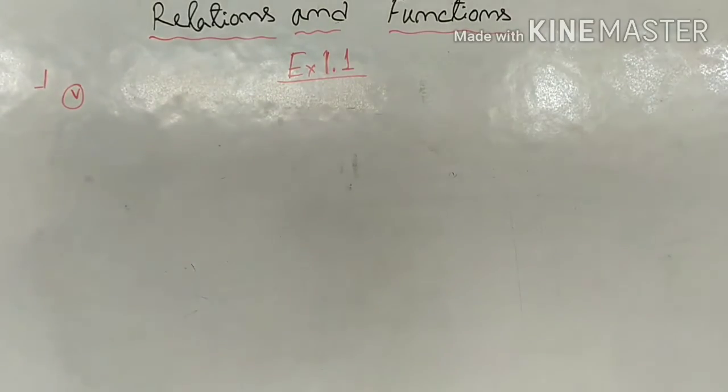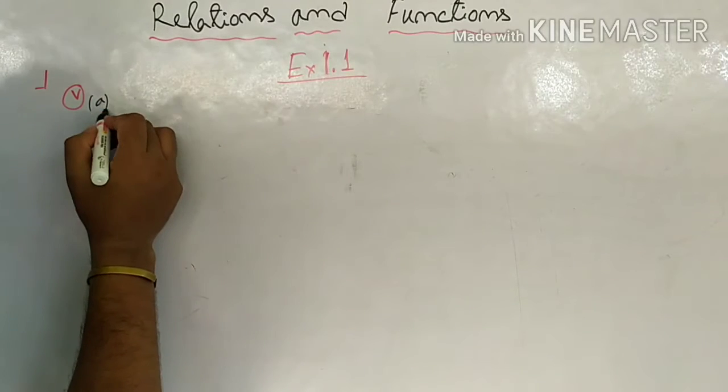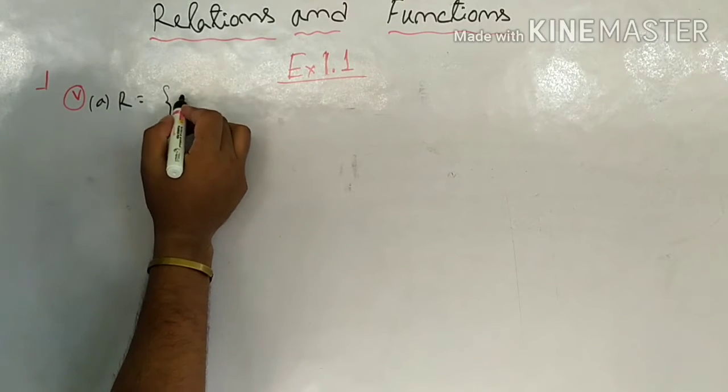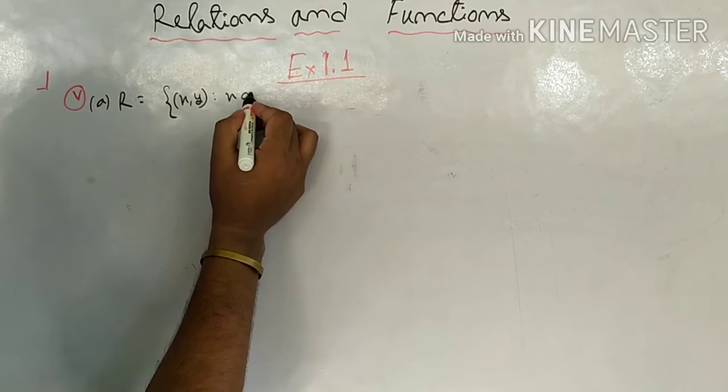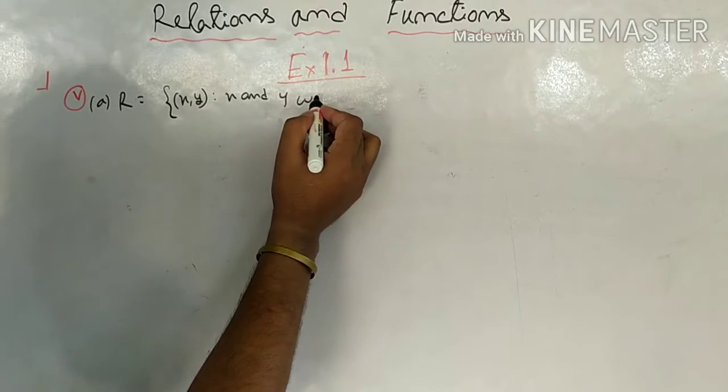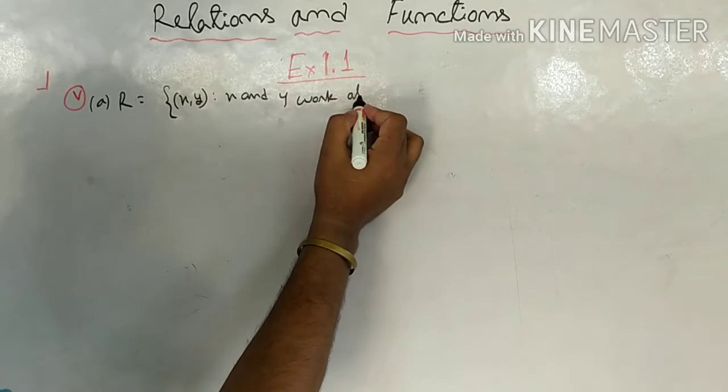Now in question number 5, part one is: R = {(x, y) such that x and y work at the same place}.